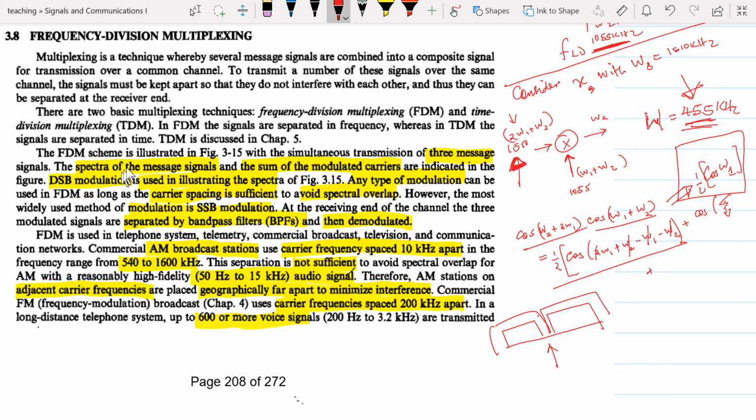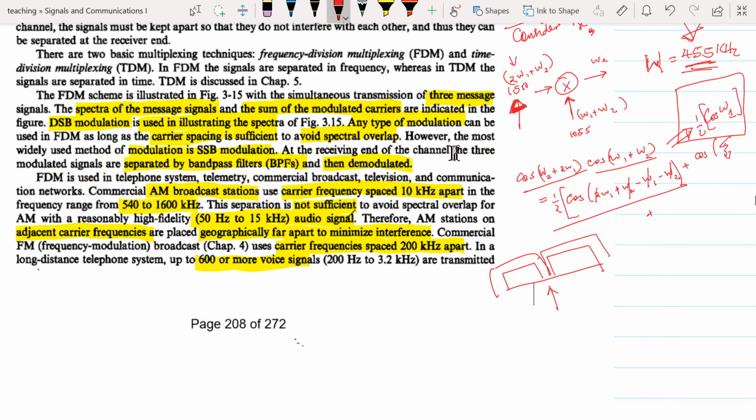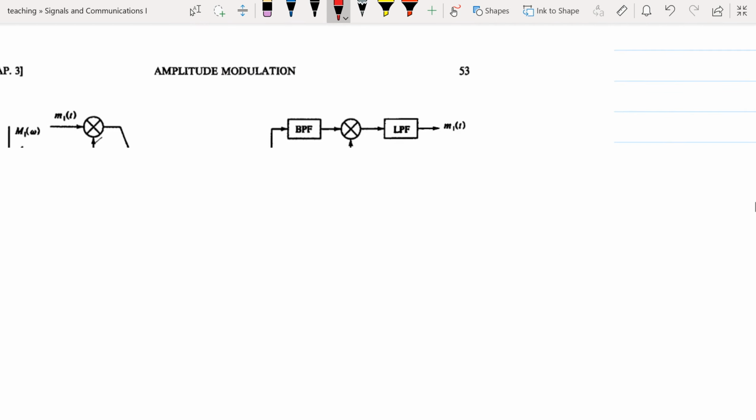Now, the spectra of the message signals and the sum of the modulated signals are indicated in figure 3.15, which is indicated right here.